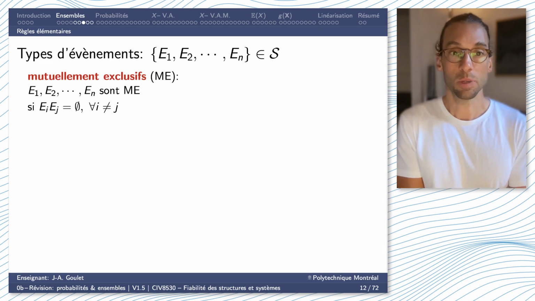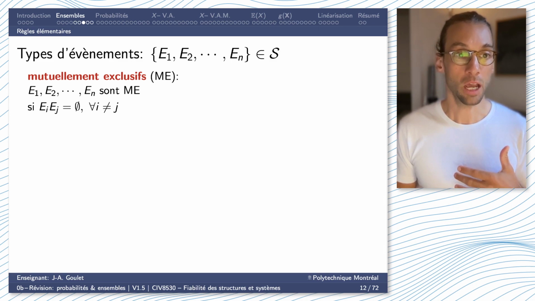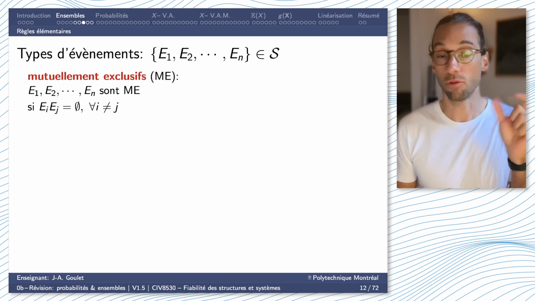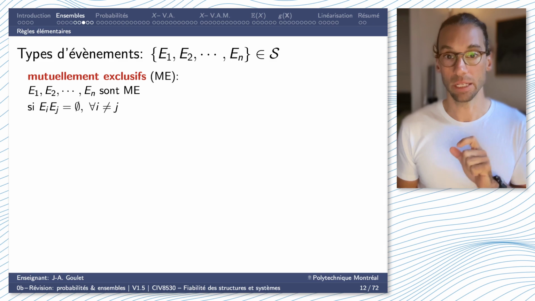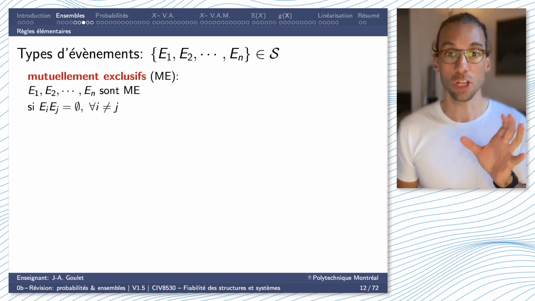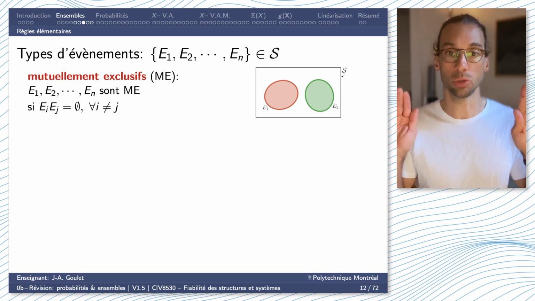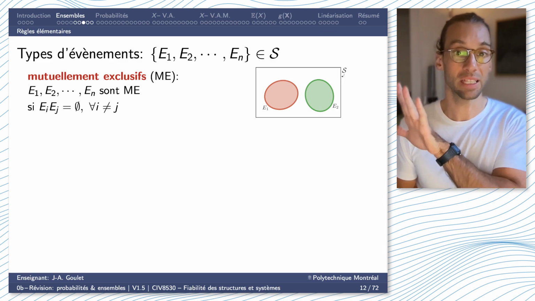So let's look at some specific types of events. We say that a collection of events is mutually exclusive if any intersection between Ei and Ej for any i not equal to j is going to be the empty set. What it means is that there's not going to be any intersection between pairs of events. So we can say, for instance, in this case, E1 and E2 are mutually exclusive. No intersection is possible. If E1 occurs, E2 cannot.